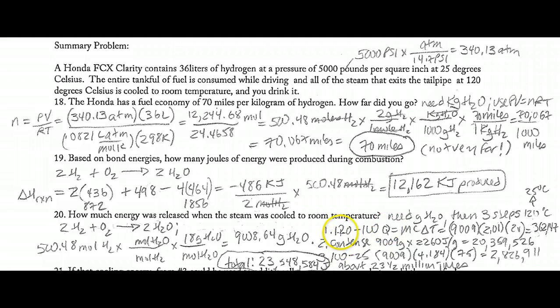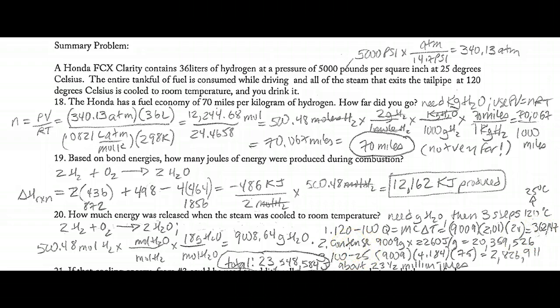So we go from that 120 degrees down to 100. We can figure out how much energy is involved there by using the heat formula, Q equals mc delta T. The mass is 9,009 grams roughly. The specific heat of steam is not given here, but I looked it up, and it's 2.01 joules per gram degrees Celsius. And the change in temperature is 20 degrees. That says 20 right there. Multiply them through, and you find that this liberates 362 joules of energy.